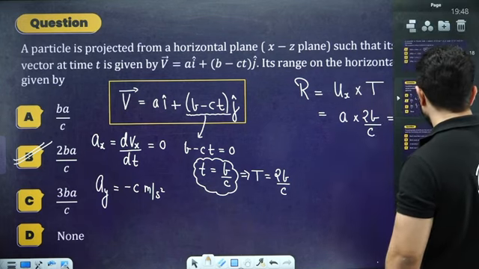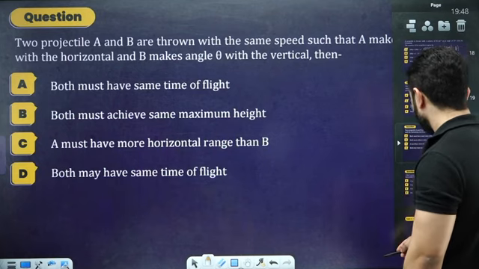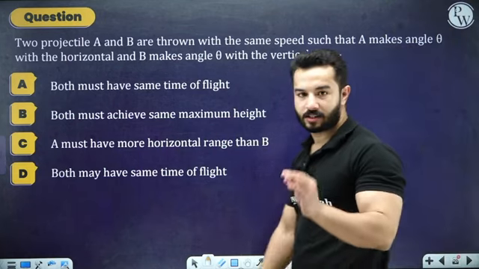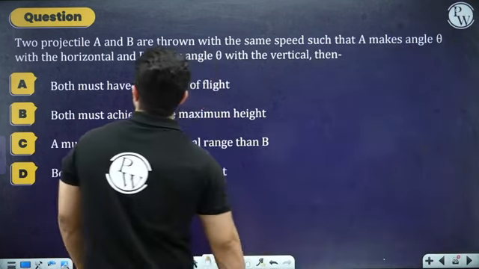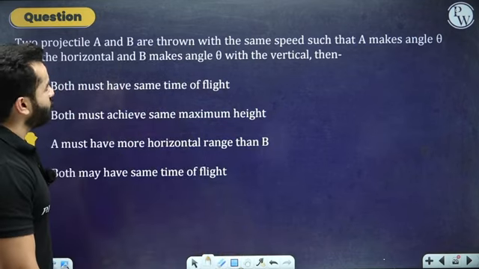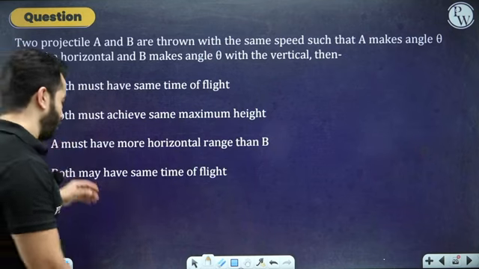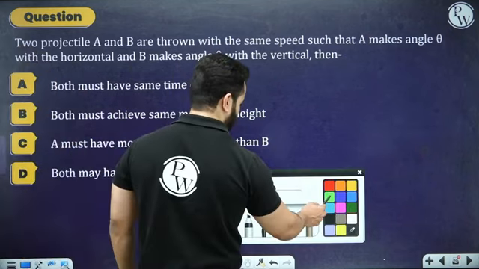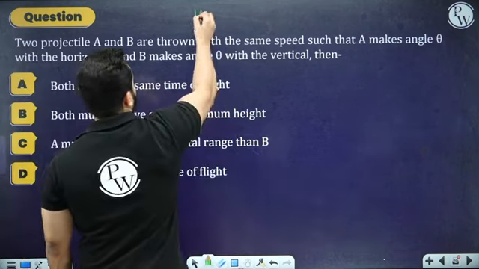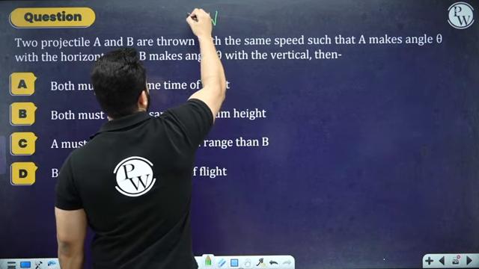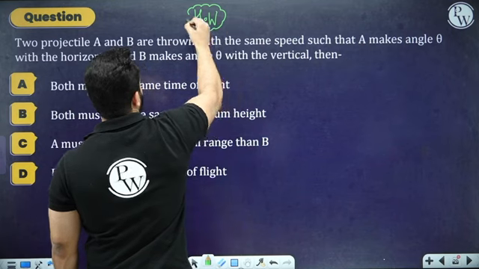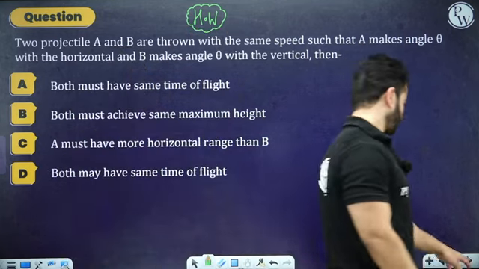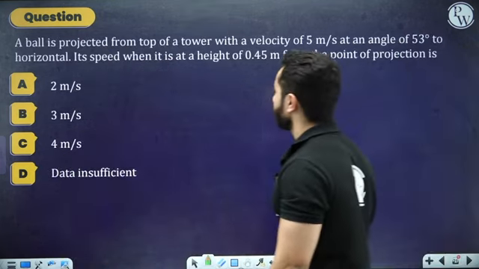I can also give you 1 or 2 questions in homework, and write down the answers in the chat box. So 2 projectiles A and B thrown with same speed, okay? Do this one in homework. And one more in homework. So last 2 questions I'm giving you in homework.